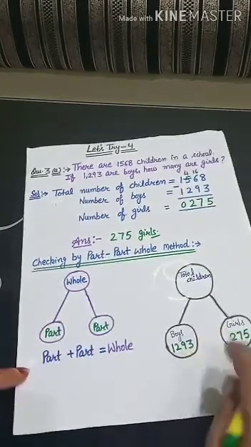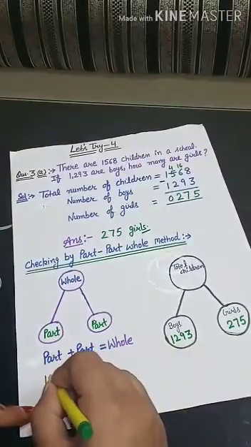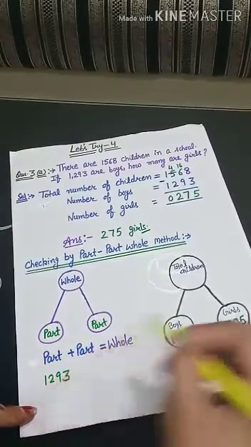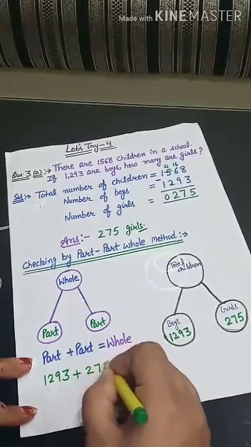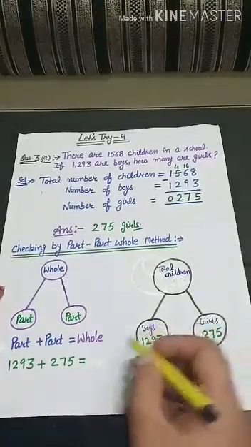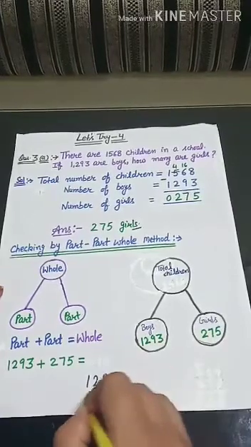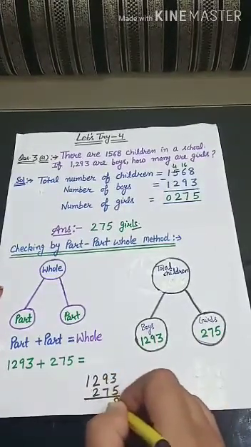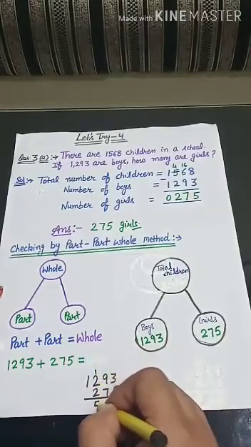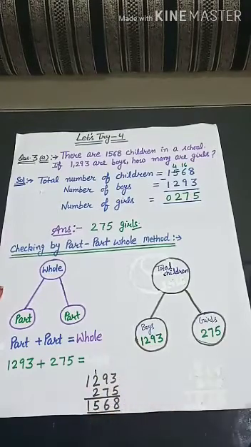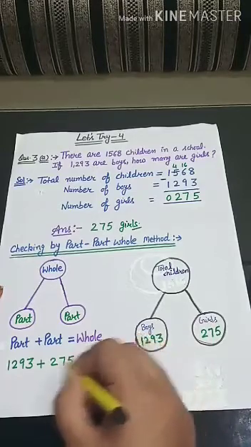तो अब हम इन दोनों parts को add करेंगे और अपना आंसर check करेंगे. Clear? So the first part is 1293, and the second part, that is number of girls, 275. So by adding these two parts, 1293 and 275, what we will get? 5 plus 3 is 8, 9 plus 7 16, 6 here, 1 is carry over, 2 plus 2 4 and 1 5 and 1. So we get 1568. So write down here. So we get the whole by adding these two parts.